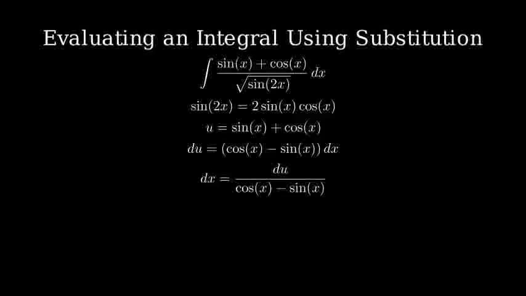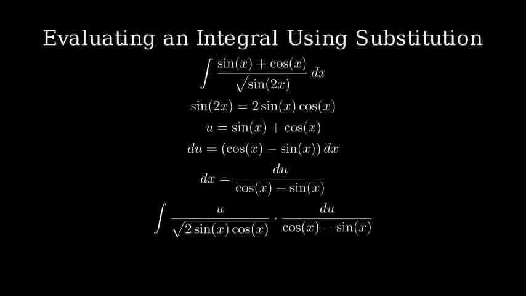Let's substitute u and du into the integral. In terms of u, we've switched the equation to the integral of u over the square root of 2 times sine of x times cosine of x, times du over cosine of x minus sine of x. Now, recall u is defined as sine of x plus cosine of x. Rearrange the terms in the square root part and evaluate the integral.